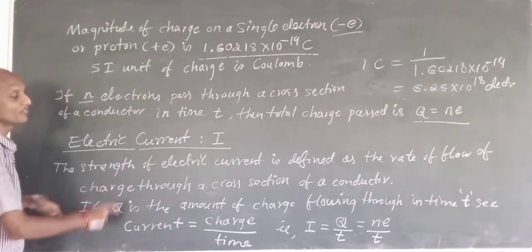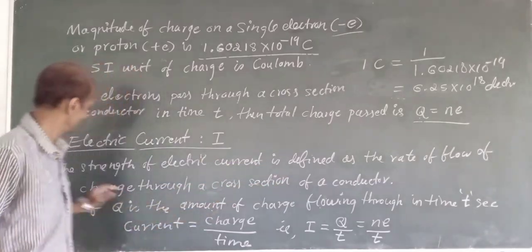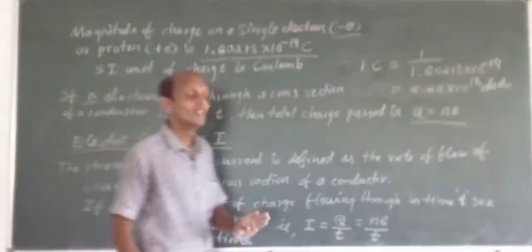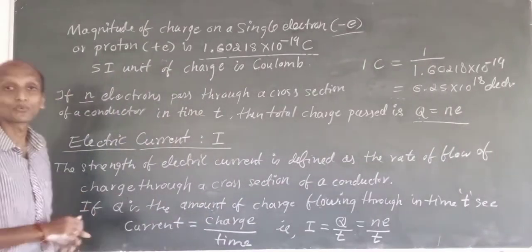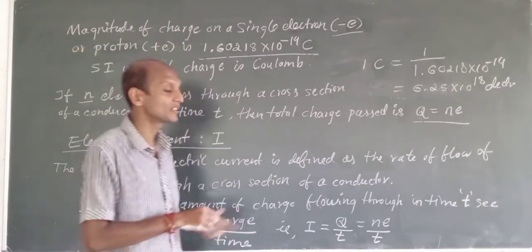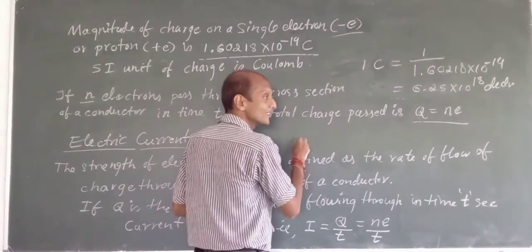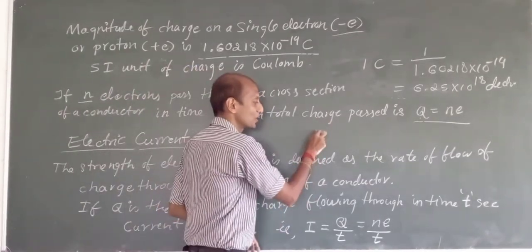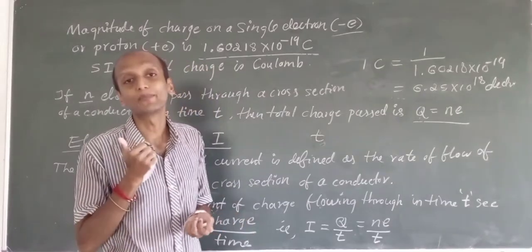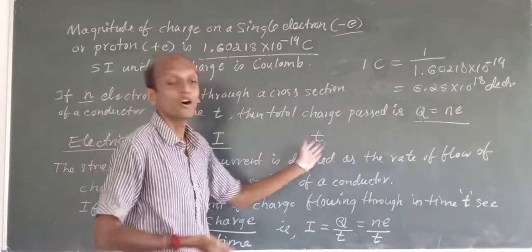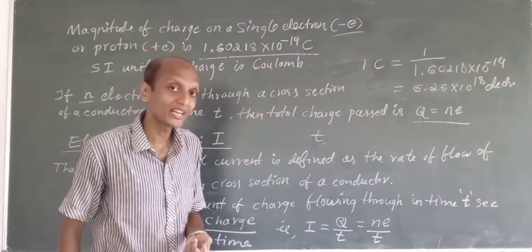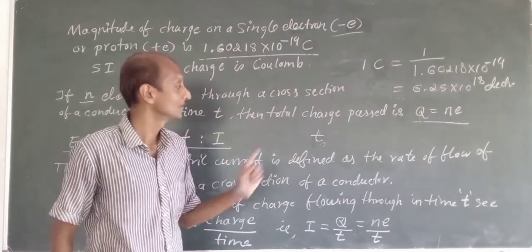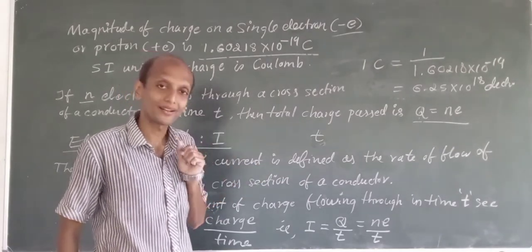Yes. So the strength of electric current is defined as the rate of flow of charge. This rate of flow means what? It is with respect to time. In what amount of time, how many charges are moving through a cross section of a conductor? So that will give you the strength of current.